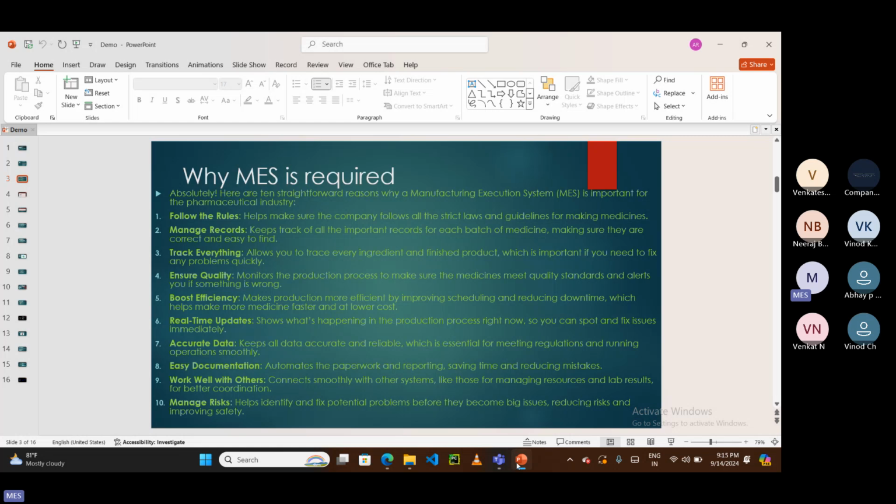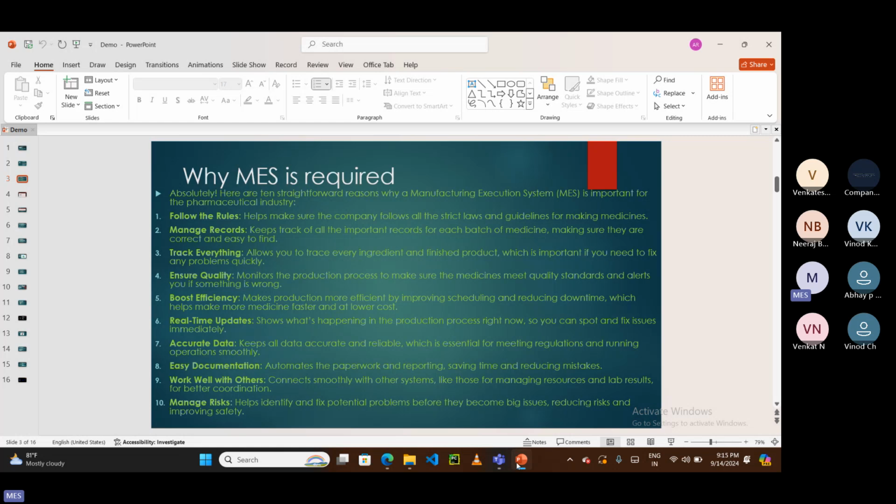Efficiency is also there. Real time updates are there. Where are you right now, where is the batch, what is the exact state of the batch? Everything we can get by generating the batch record or by looking in the application. We don't have to ask anyone, and we have accurate data also, because we are recording each data point on time.